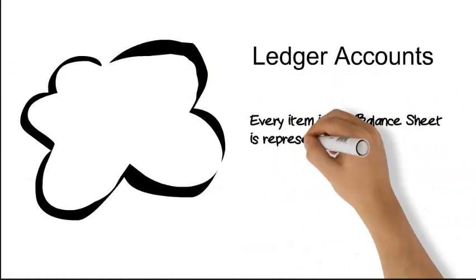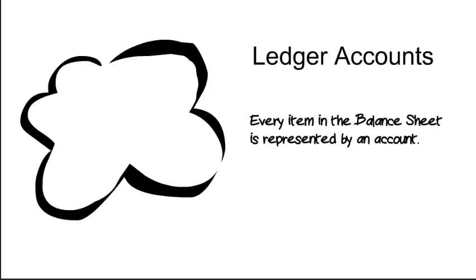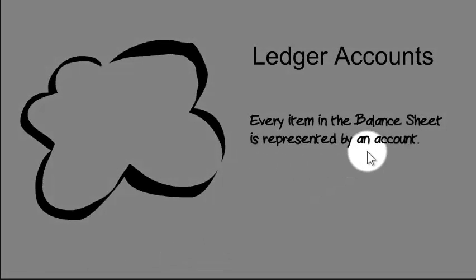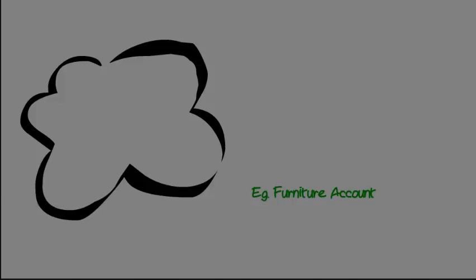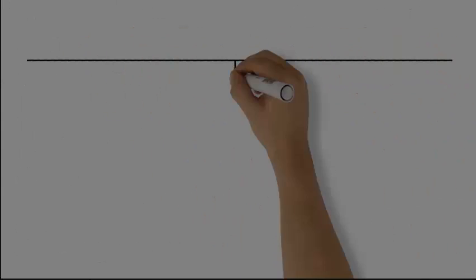Today I'm going to talk to you about ledger accounts. In the previous tutorial I talked to you about items in the balance sheet. Every item in the balance sheet is represented by an account. For example, the furniture account is one such item. Let's have a look at how it actually looks.